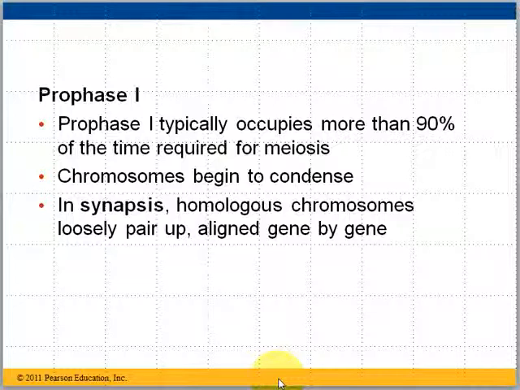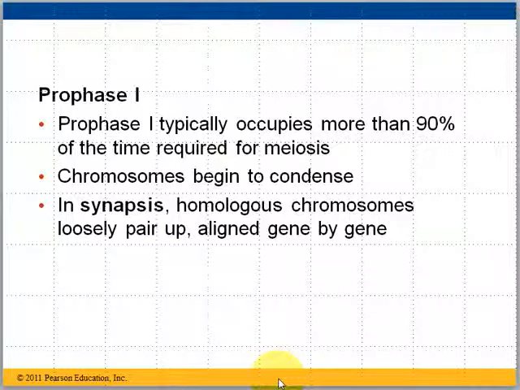So here we are in prophase 1, and we're going to talk about what makes this process of meiosis unique and how does it result in differences from the daughter cells than you would get in mitosis. Prophase 1 typically takes up most of the time for meiosis. This is where the chromosomes begin to condense, and you see they're usually visible through the microscope.